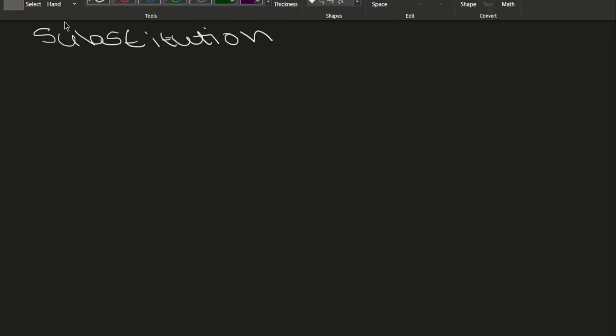Alright, so the first way I like to solve these limits is by using substitution. And basically, it's just what it says. Just substitute in the value of the limit to the equation and you will get your answer. Let's go through a couple examples.